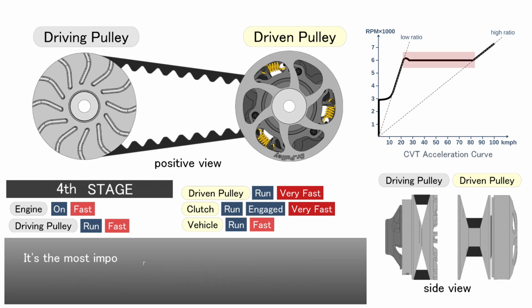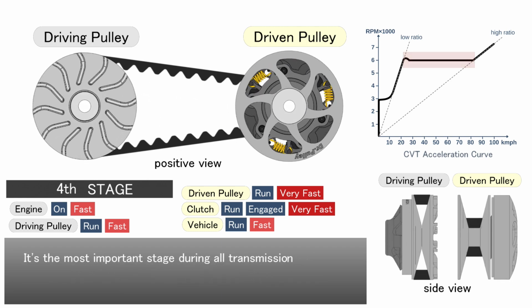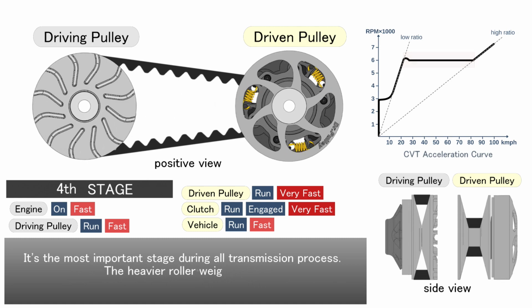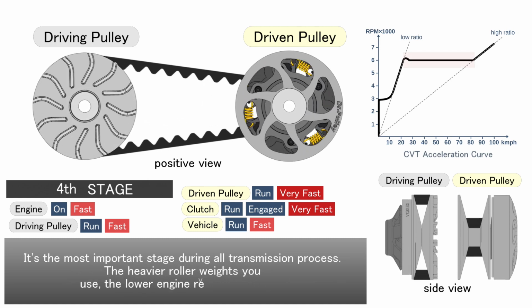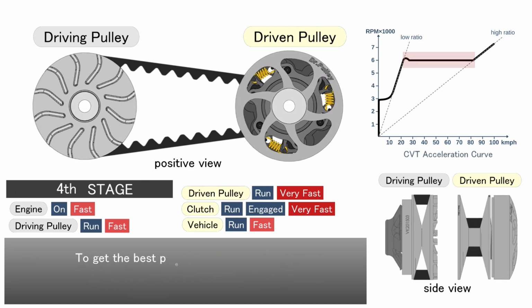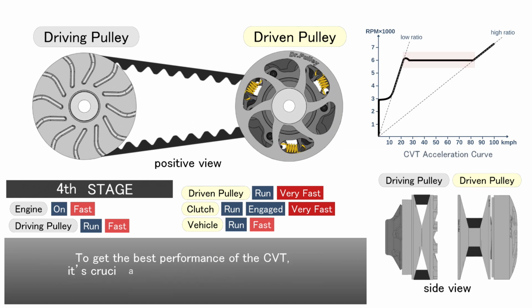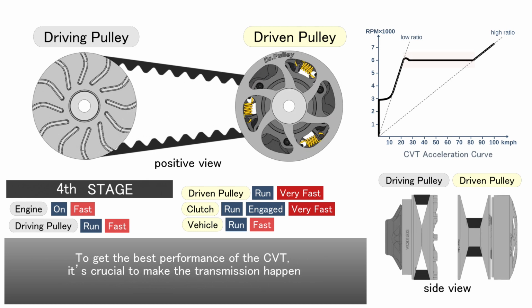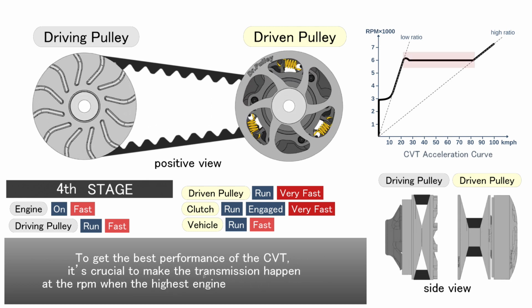It's the most important stage during the whole transmission process. The heavier roller weights you use, the lower the engine RPM is. To get the best performance of the CVT, it's crucial to make the transmission happen at the RPM where the highest engine power peak occurs.